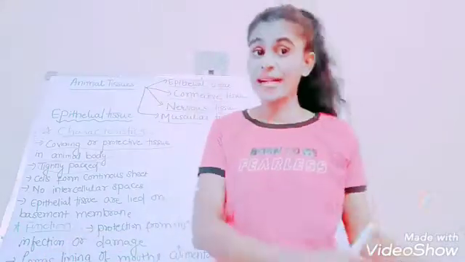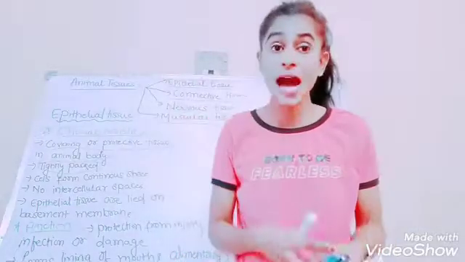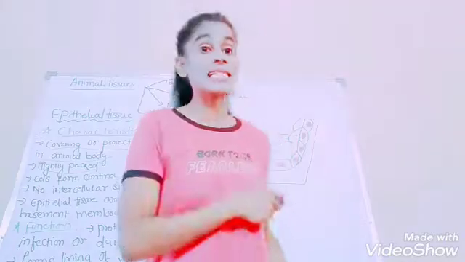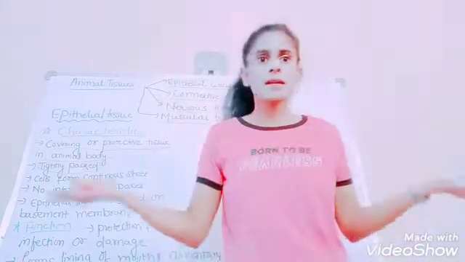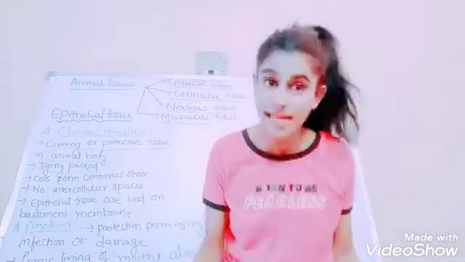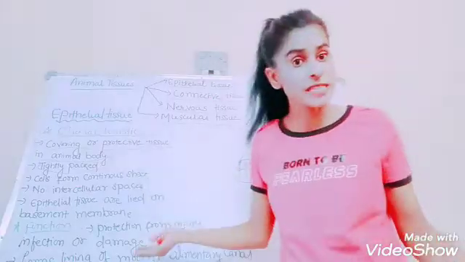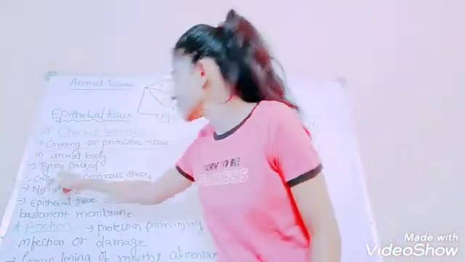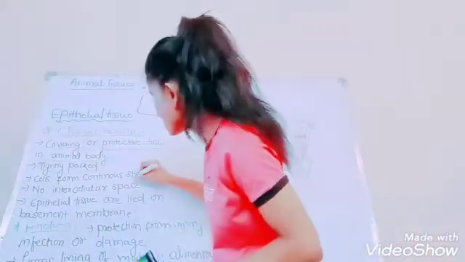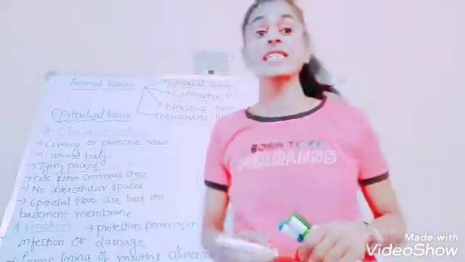Yes, so to prevent this, the cells are closely packed, compactly packed, tightly packed. And once the cells are tightly packed, guys, no intercellular spaces are there. No space is there in between the cells in order to provide protection. Now, the cells form a continuous sheet. Yes, guys, the cells of epithelial tissues form a continuous sheet.